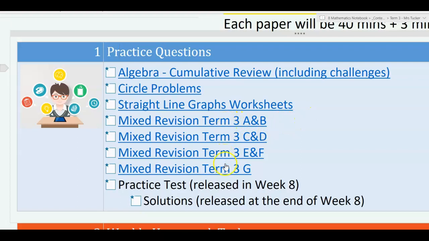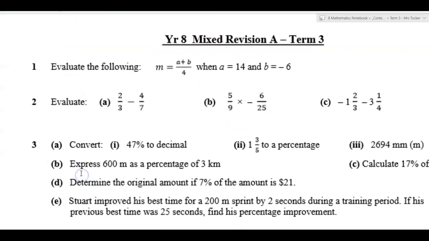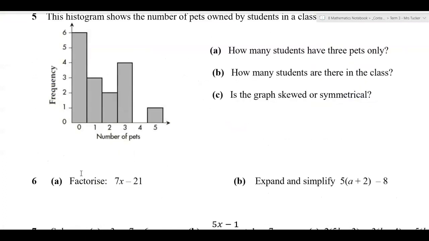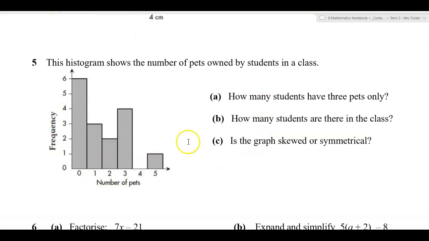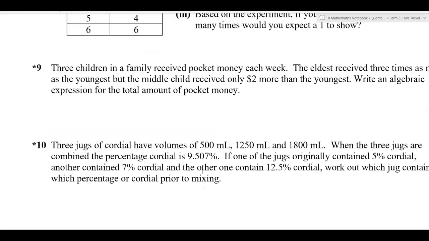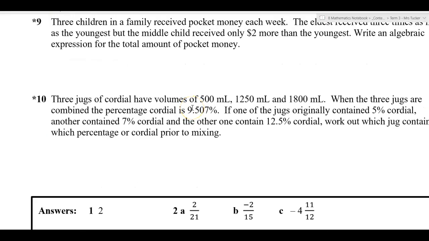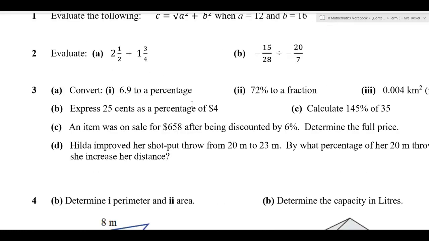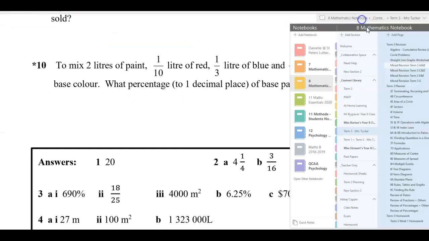Then there are 4 sets of mixed revision, which is just a bunch of random stuff from different parts of the term, from the year actually, like solving equations, looking at histograms, finding perimeter, area, surface area, and volume. And then some word problems. Some of those word problems I've used as the challenge questions in our homework. So we actually have the worked solutions, but if you didn't get it the first time, it might be good to try them again. Emily.